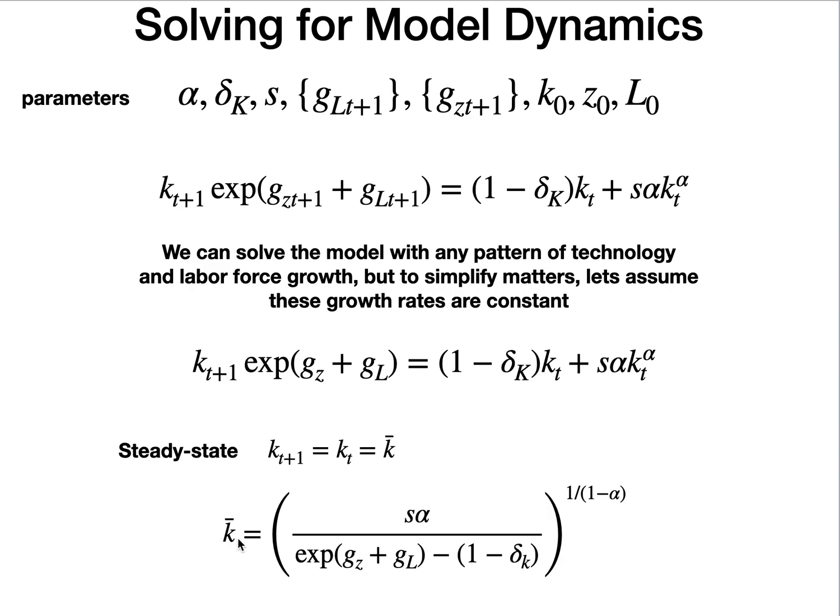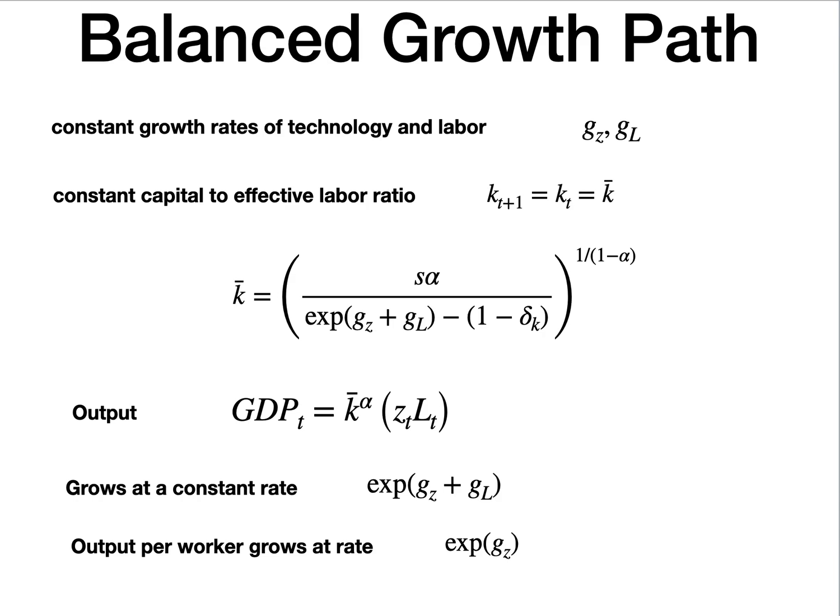And we can see that the steady state ratio of capital to effective labor depends on what the corporate savings rate is, what the capital share is, what the growth rate of technology is, what the growth rate of labor is, and what the depreciation rate is. And of course, the alpha enters again in here. Now, on this balanced growth path, a couple of things are true. If we think back to the stylized facts, we have a constant ratio of capital to effective labor, so that's true.